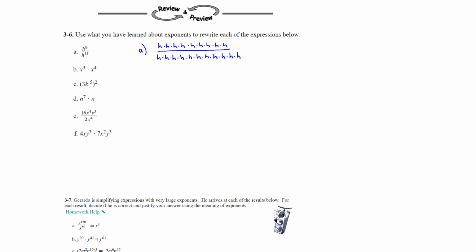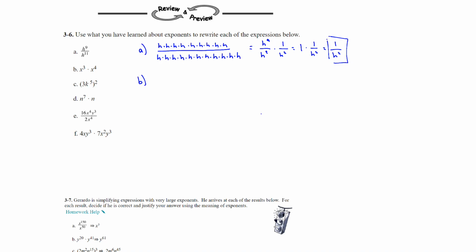Now that does take some time to do, so if we also think about this, we could rewrite this as h to the 9th over h to the 9th. That gives us that value of 1. But we still have 11 h's on the bottom, so we have 2 that we have to account for. So h to the 9th divided by h to the 9th is 1. 1 times 1 over h squared is equal to 1 over h squared.